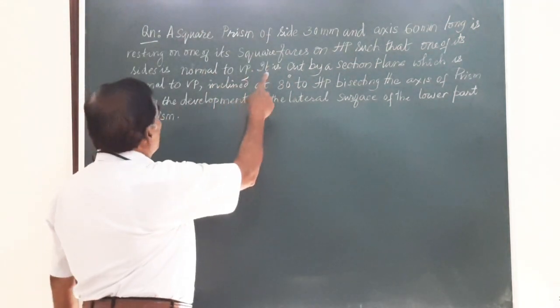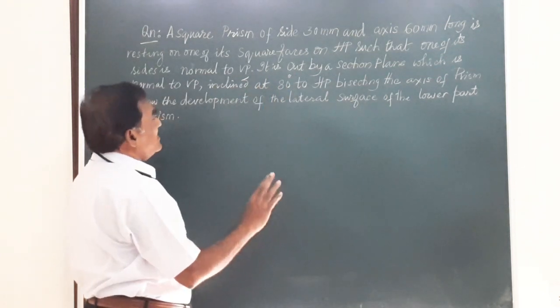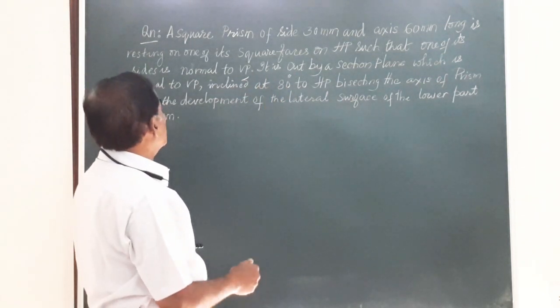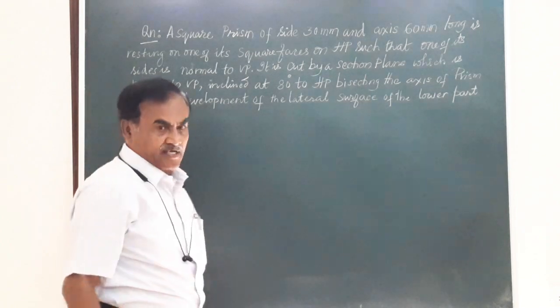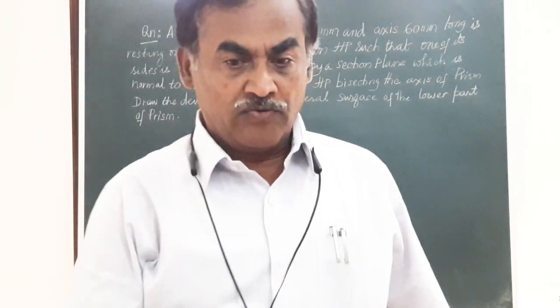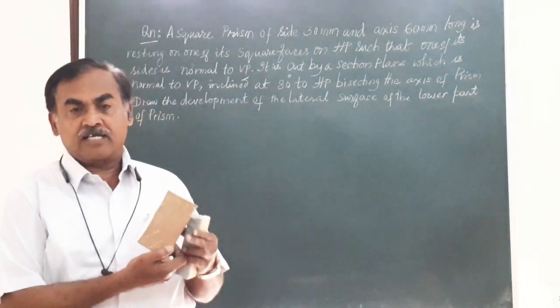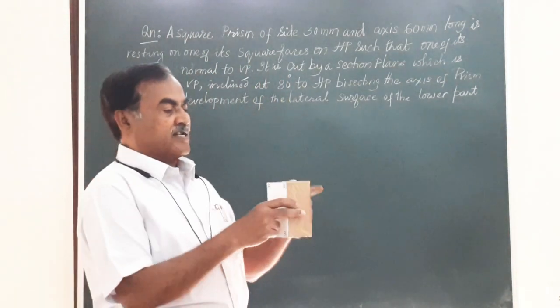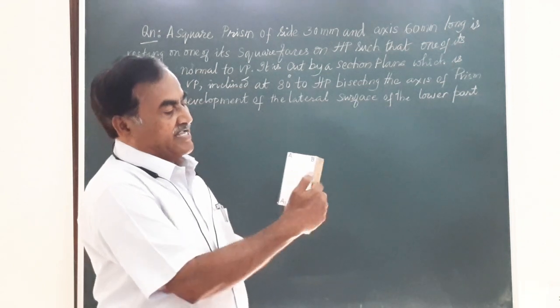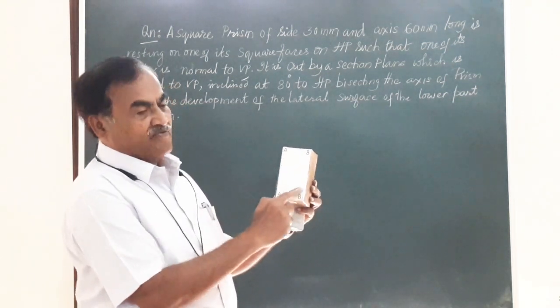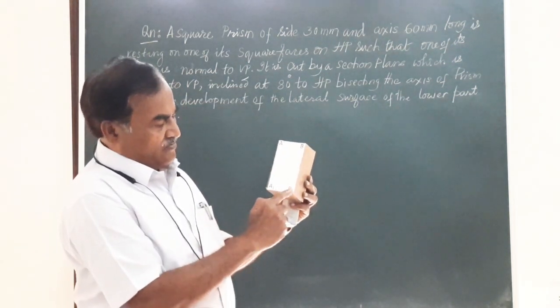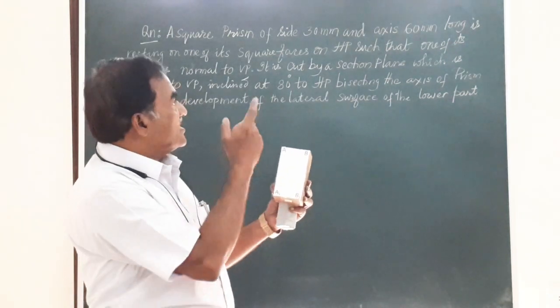A square prism of side 30 mm and axis 60 mm long is resting on one of its square faces on HP. So I will show you a square prism. This is a square prism, and as you all know, it has got four surfaces. On the lateral surface, four rectangles are there. This is one such surface, AB, B1, A1, and he has given the dimensions.